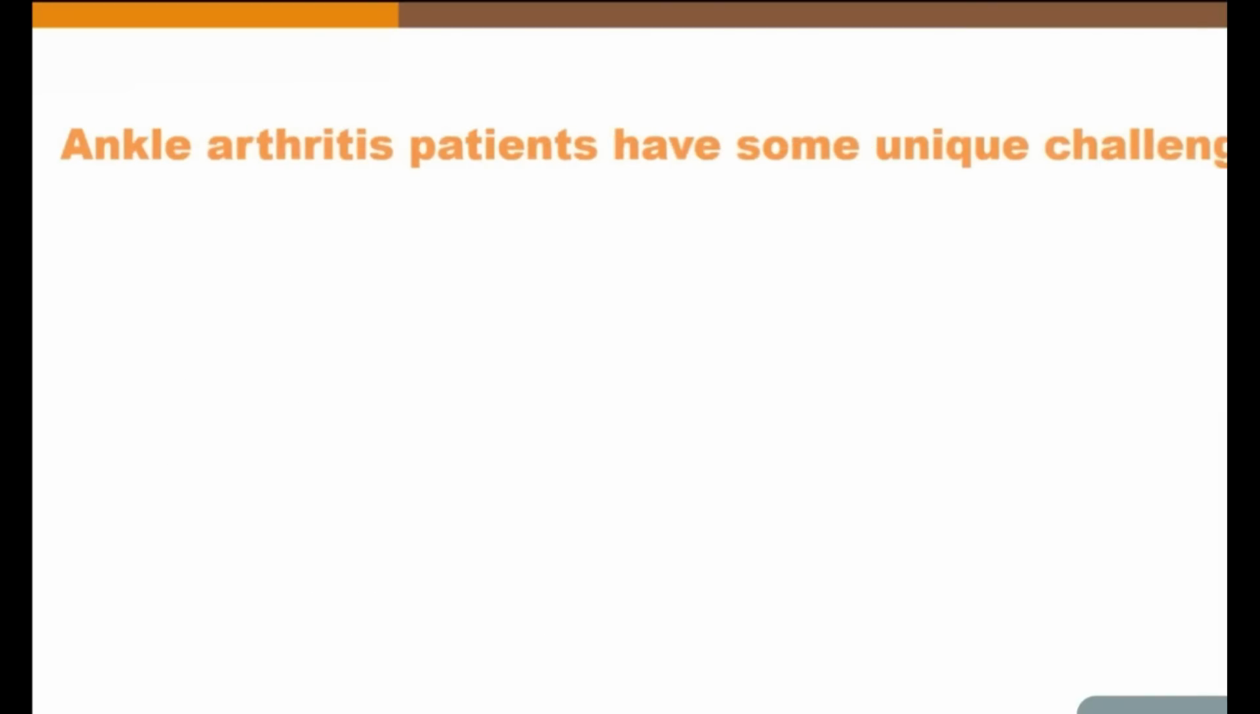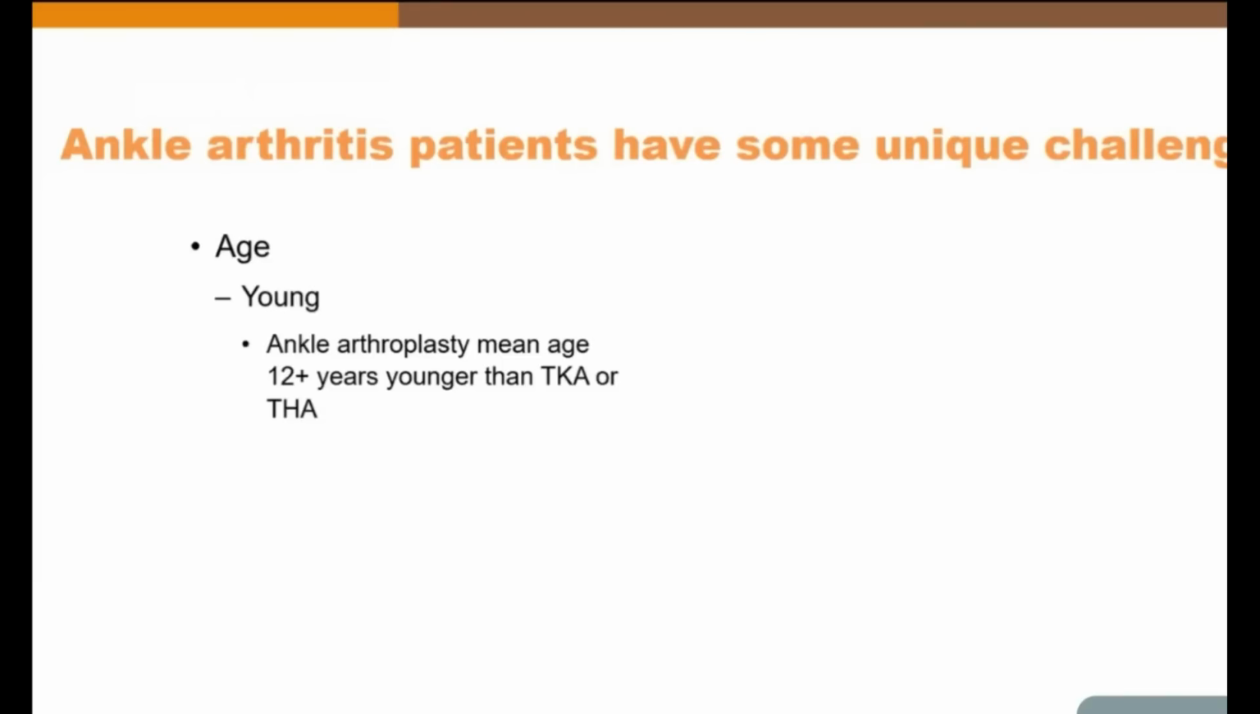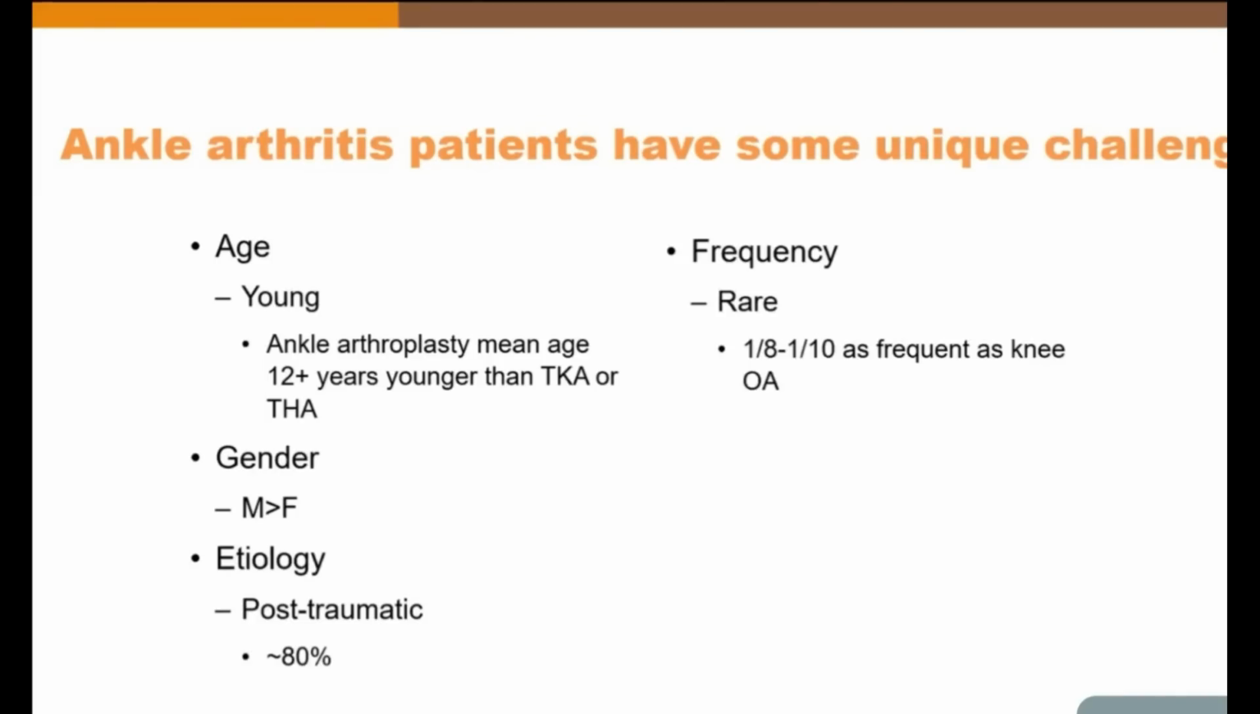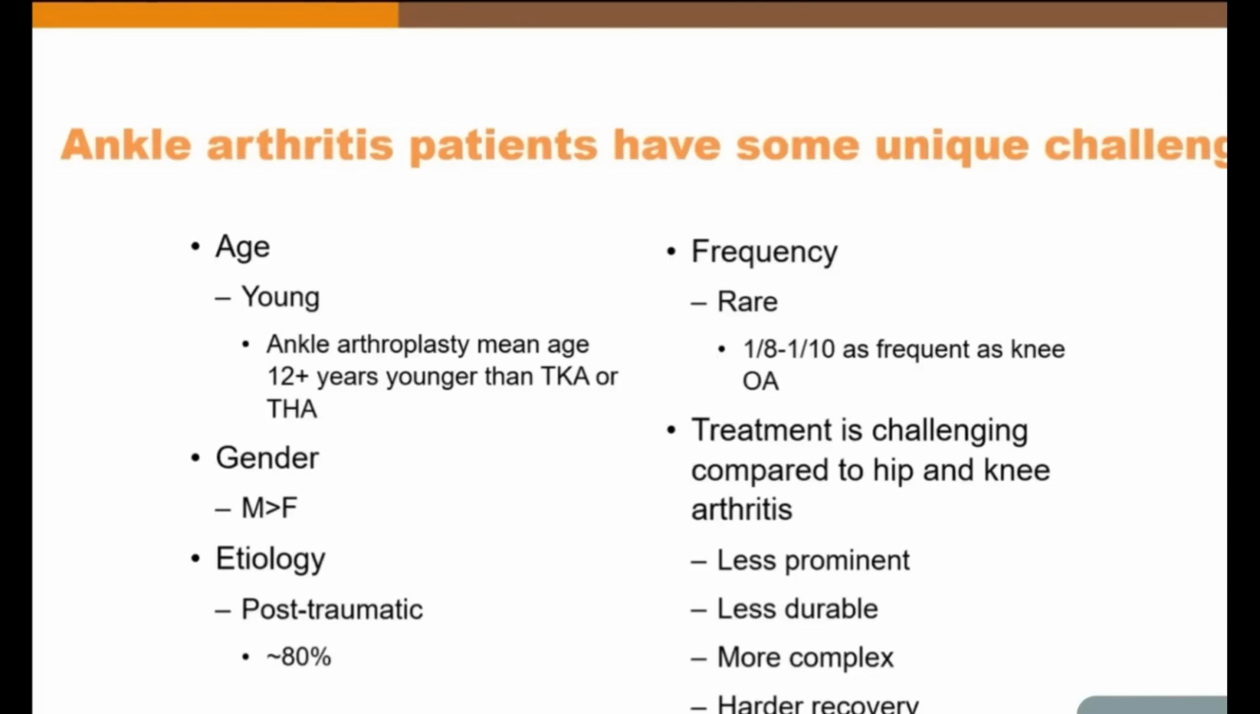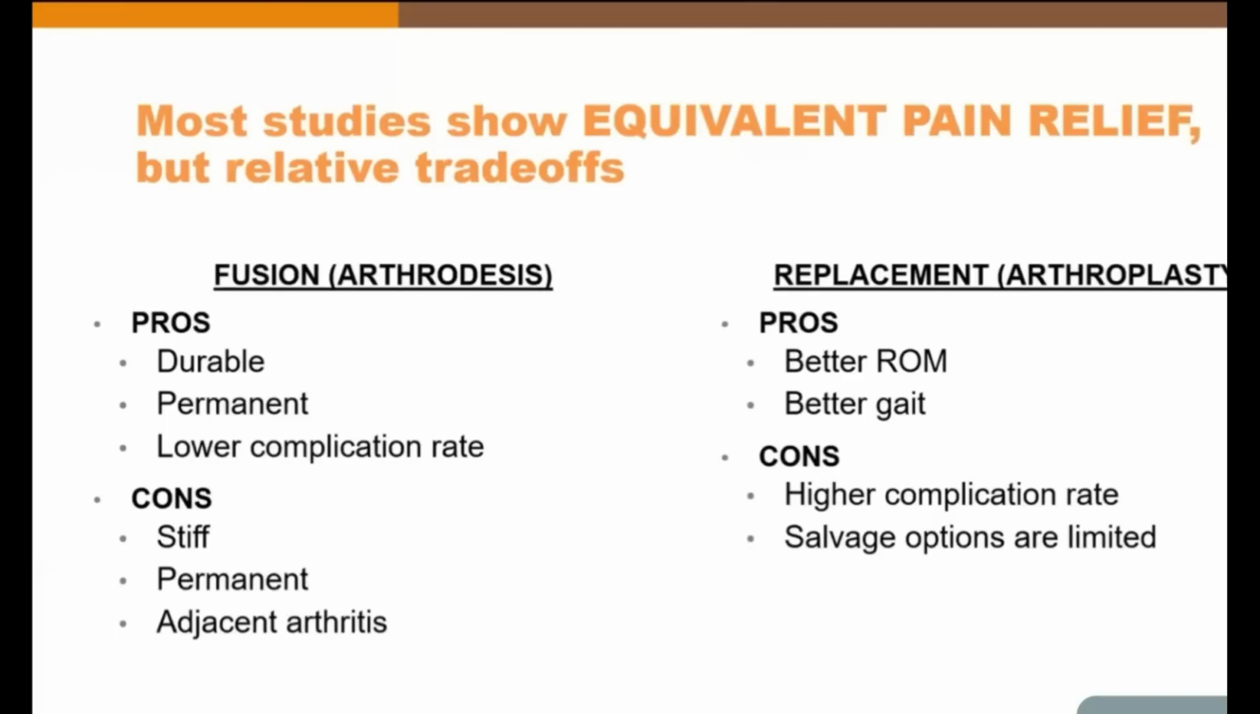So in general, if we back up and look at an overview, we've talked about the fact that ankle arthritis patients have some unique challenges. They're relatively young. There's a male predominance. A large percentage of these patients are post-traumatic. It is a relatively rare form of arthritis. And there are some treatment challenges when we compare these patients to similar patients in the hip and knee world.